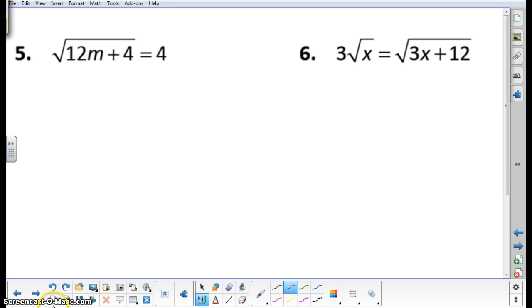Welcome to the end of the notes for solving radical equations. And these are the extra problems at the end. I have just kind of split these apart, and I want to work a few of them for you so that you can see how the harder ones are worked.